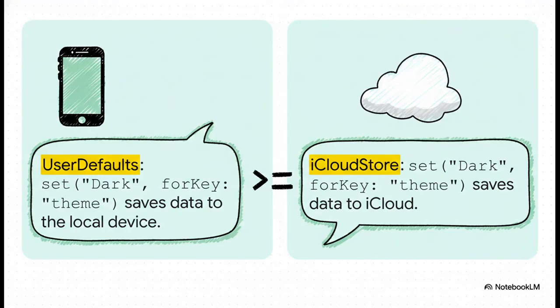And here is the absolute best part. What's really interesting about this slide is if you've ever used UserDefaults to save a setting on the device, you pretty much already know how to use this. I mean, look at it. The API is practically identical. You're still calling .set with a value and a key to save things. The learning curve? It's basically flat.